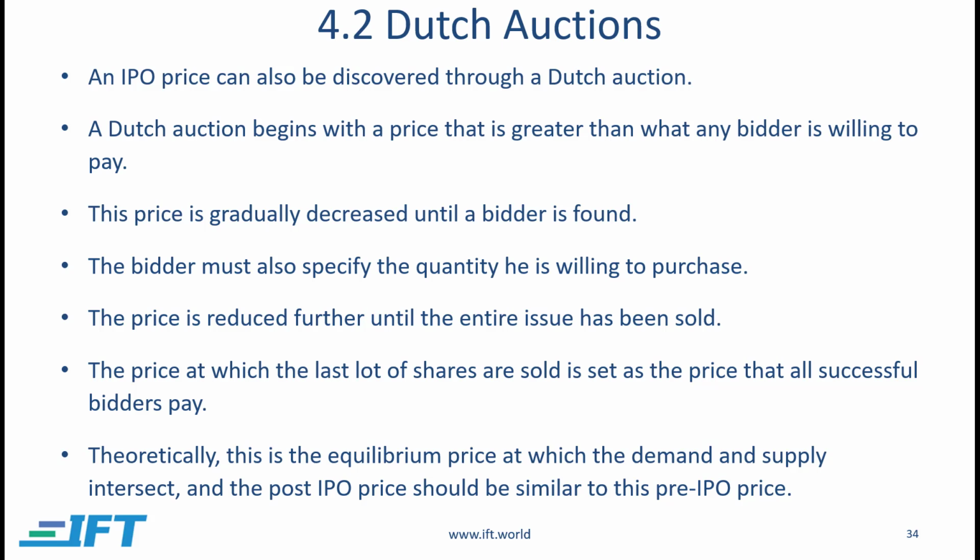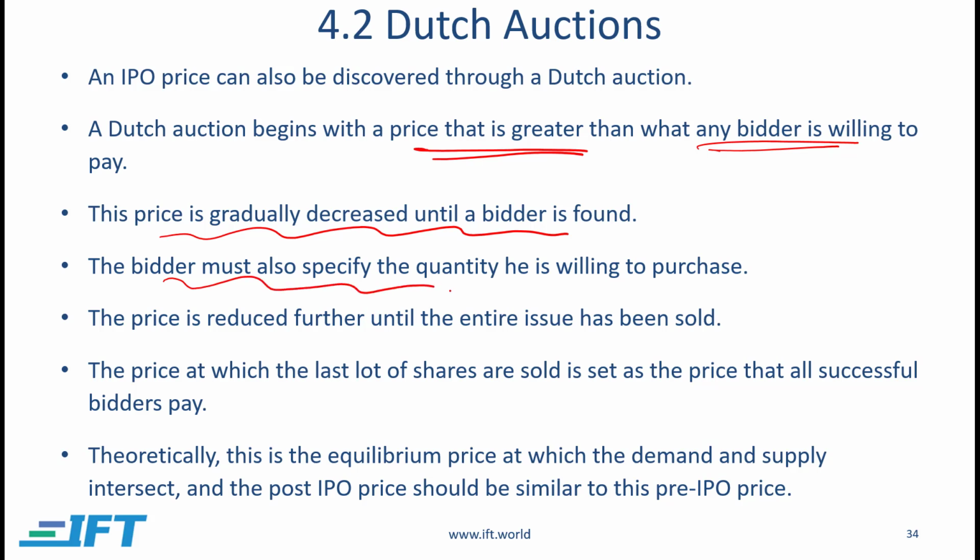Another very nice way of price discovery is the Dutch auction, and this favors the buyers. So the auction starts with a price that is greater than what any bidder is willing to pay, but then it comes down. The price is gradually decreased until a bidder is found, and then it is decreased further because the bidder might not be willing to buy all the quantity, right? So it is then reduced further until the entire issue has been sold.